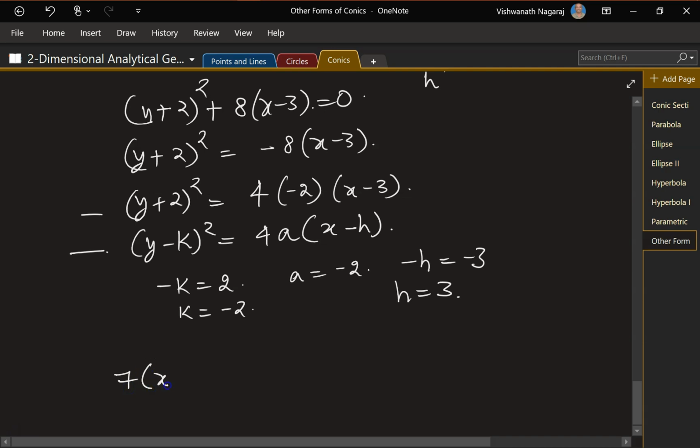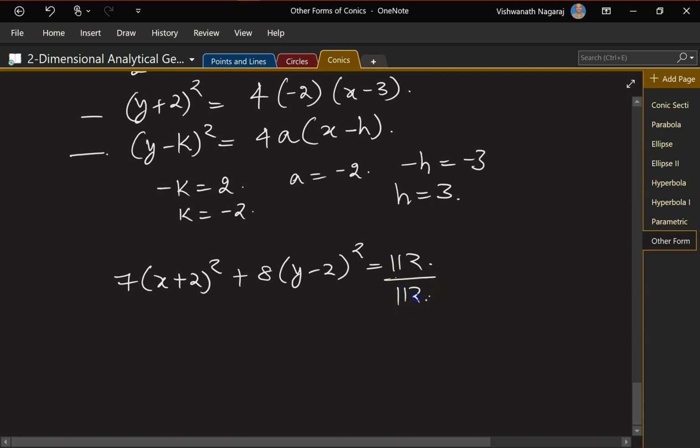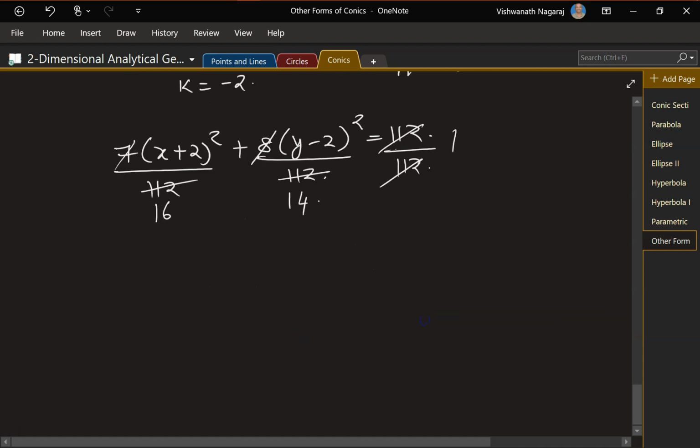Let's say 7x plus 2 square plus 8y minus 2 square is equal to 112. Now let's divide this by 112 so that we get 1. So we divide this also by 112, this also divide by 112. So this becomes 1. Now 7 1s 7, 4 7 6 are 42. 8 1s 32, 8 4s are 32. Okay. So now it is in which form?